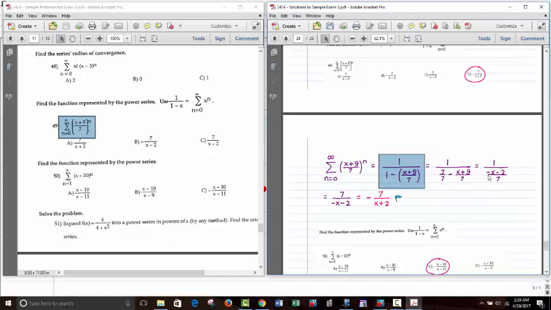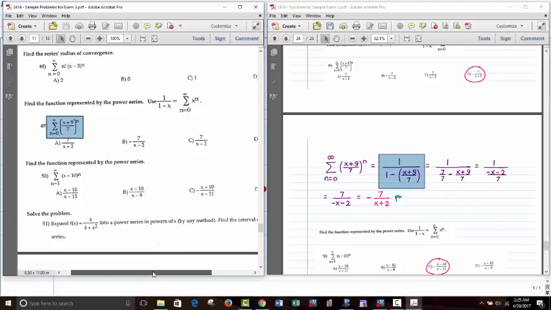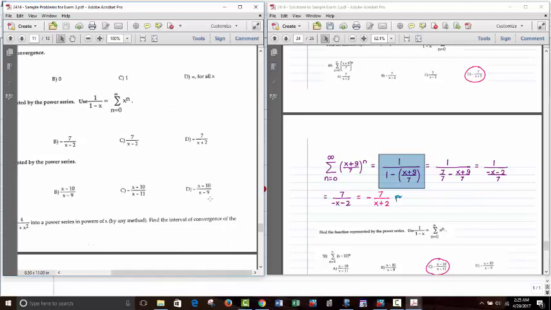7 over 7. You get negative x minus 2 over 7. You flip it over, and you have 7 over negative x minus 2. I went ahead and factored out a negative just so it would match the answer. So it's negative 7 times x plus 2. So that power series, x plus 9 over 7 to the n, would equal this. It's the same thing as negative 7 over x plus 2.